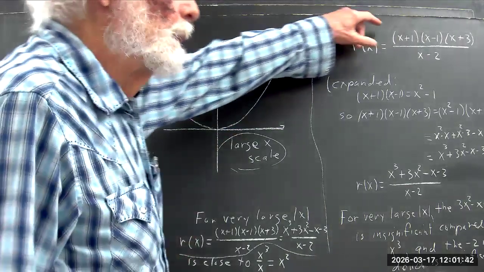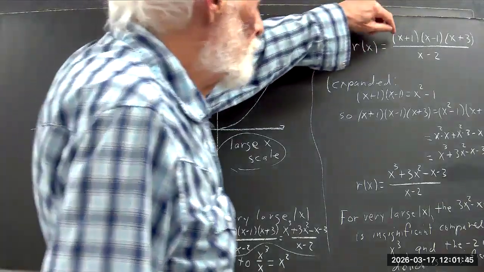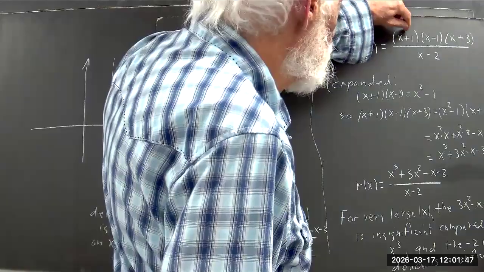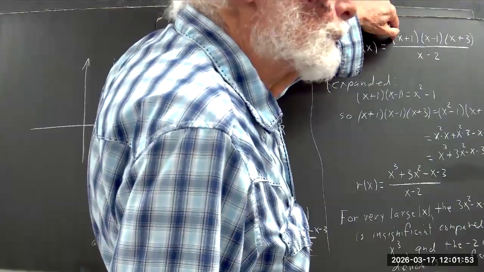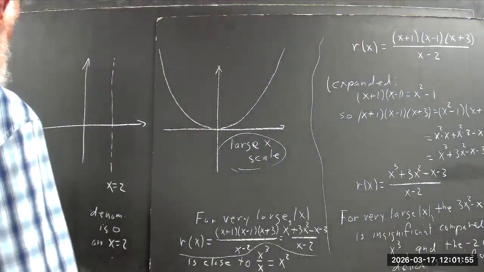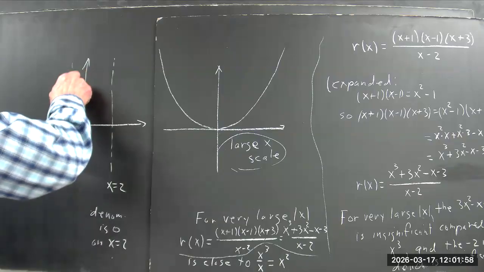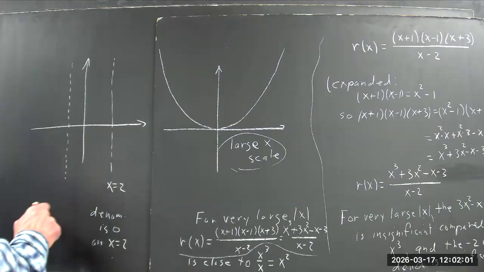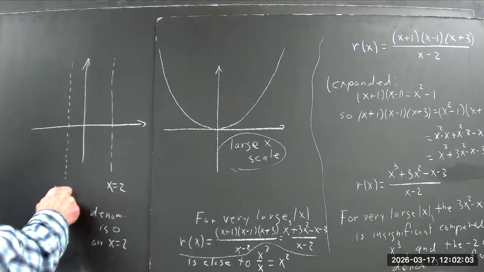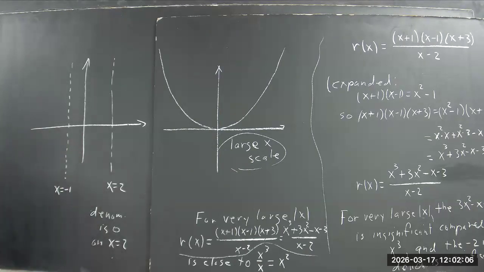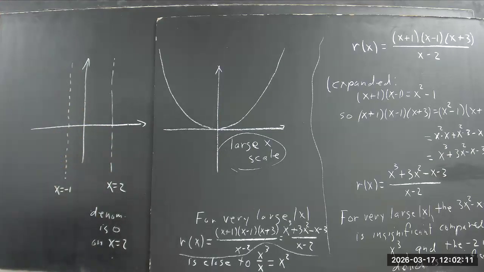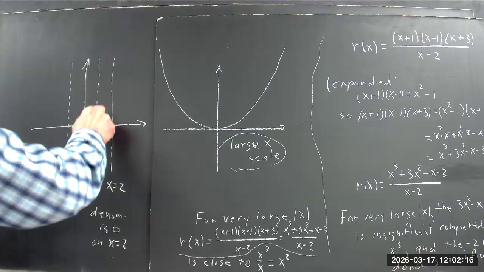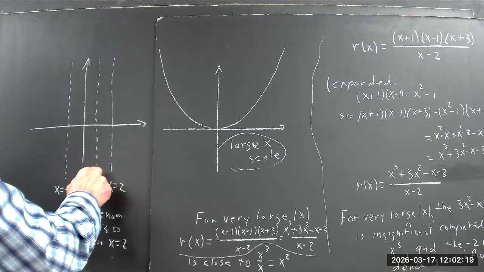Where is the numerator 0? Well, the numerator has factors x plus 1, x minus 1, and x plus 3. x plus 1 is 0 if x equals negative 1. So I can come over here to x equals negative 1 and draw a vertical dotted line, just twice as close to the y-axis but on the other side of the x equals 2 line. And then I can draw the x equals 1 line, which would be halfway between the y-axis and the x equals 2 line. And I'll label that x equals 1.